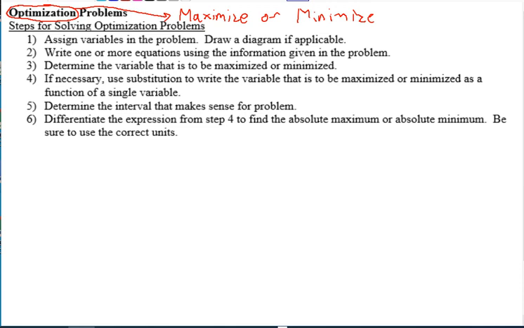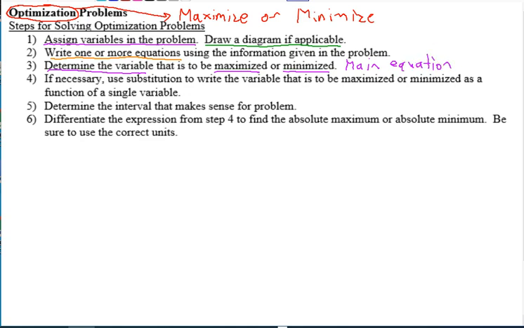So these are the general steps we'll be going through on these optimization problems. So you can refer back here if you get lost in a problem and want to see what you need to do next. You're going to need to assign variables in the problem if they're not already assigned for you. And some of these will have a diagram to draw. And then you're going to write one or more equations using the information given in the problem. And the key thing is to always figure out the variable that's to be maximized or minimized. That's your main equation that eventually, in order to maximize or minimize it, you're going to take the derivative of.